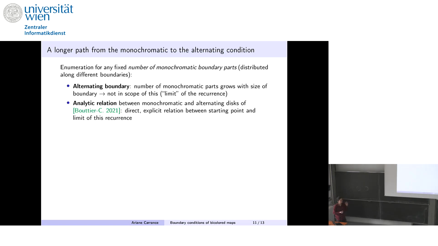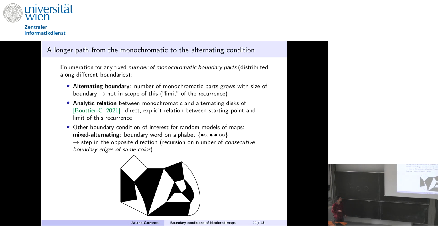So as I was saying, our result on the alternating boundary condition, and in particular its relation with the monochromatic boundary, give a sort of relation between the starting point and the limit at infinity of this recurrence. And other boundary conditions that are of interest in random models of maps are kind of a step in the other direction, going from the alternating condition to the monochromatic one.